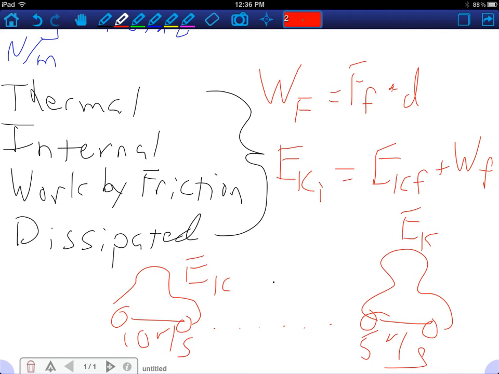But all those terms are the same thing. Thermal, internal, work by friction, dissipated, all mean the same thing. Something's getting warmer as the problem goes on. Any questions about that?